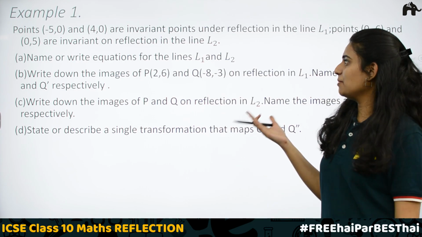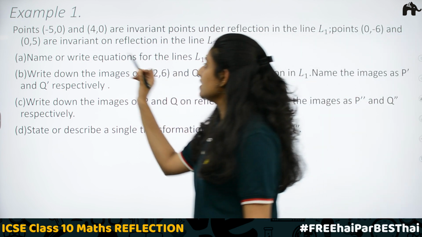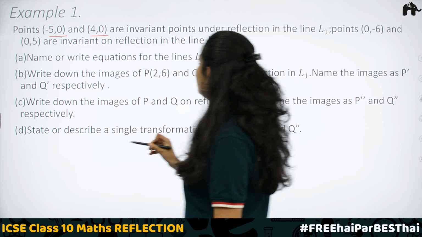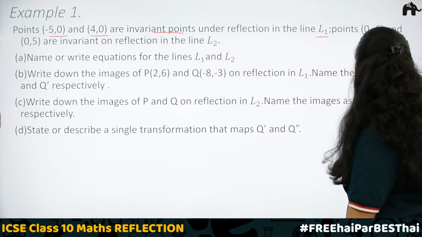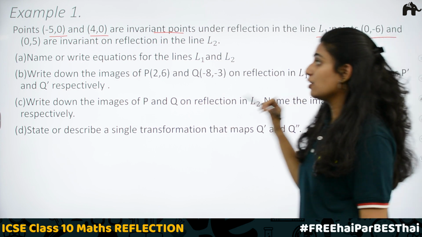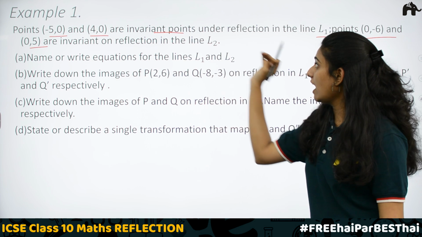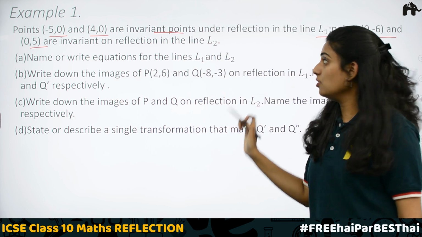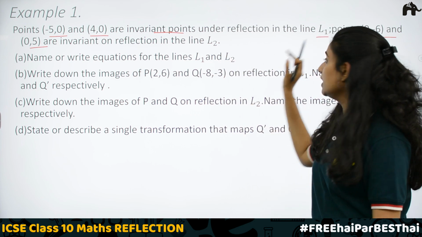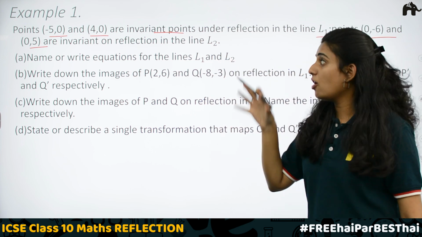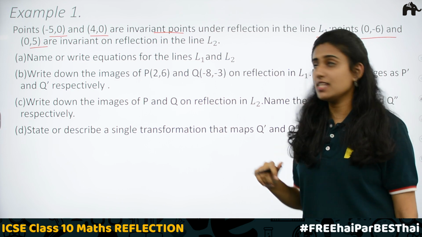Let us take an example to refresh what we have studied in the previous class. Points (-5, 0) and (4, 0) are invariant points under reflection in the line L1. Points (0, -6) and (0, 5) are invariant on reflection in the line L2. Here we have two lines L1 and L2. These 2 points are invariant under reflection in L1. Invariant means the point and the image have the same coordinates. Yes, we have studied in the previous class.